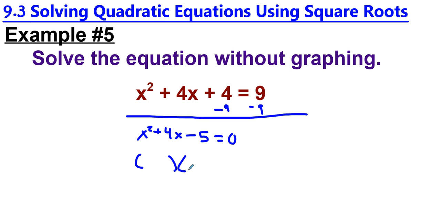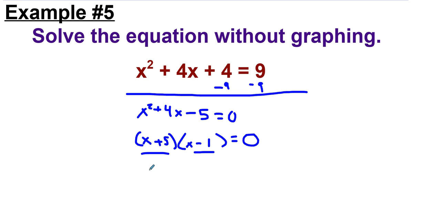Let's see what happens. So if I try to factor, to get these to multiply to a negative 5, that would be positive 5 and negative 1. So we have x squared minus 1x plus 5x minus 5. That gives me that trinomial. I could set each one of those equal to 0. So x plus 5 equals 0, or x minus 1 equals 0. That's the zero product property.